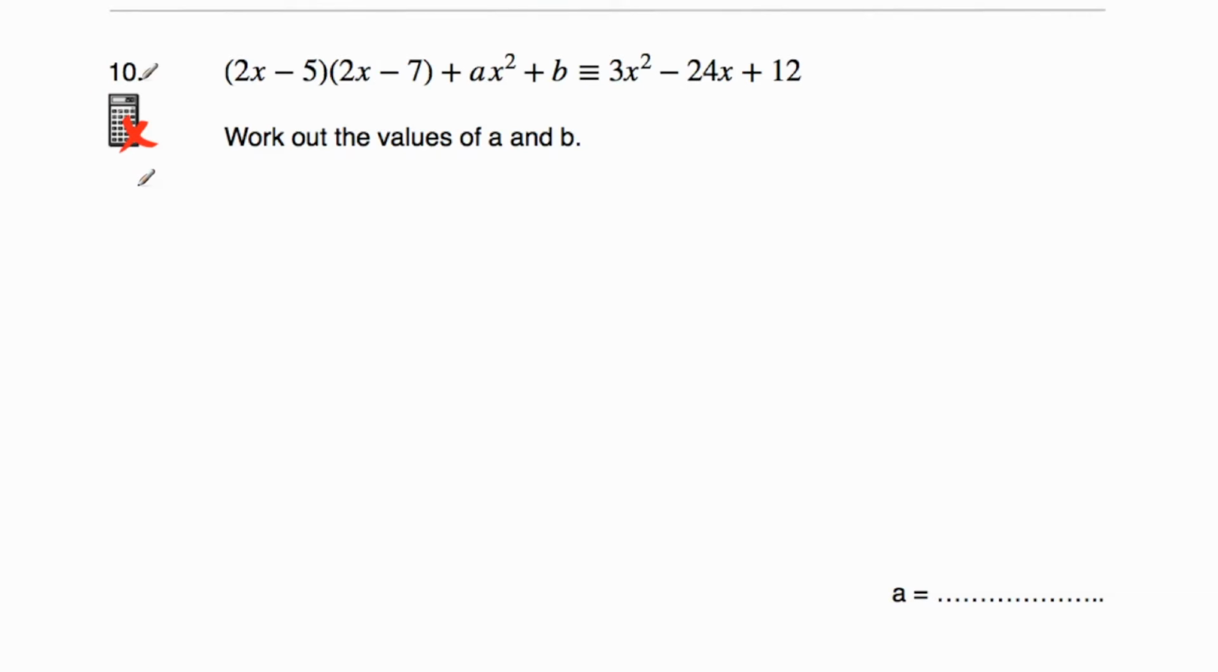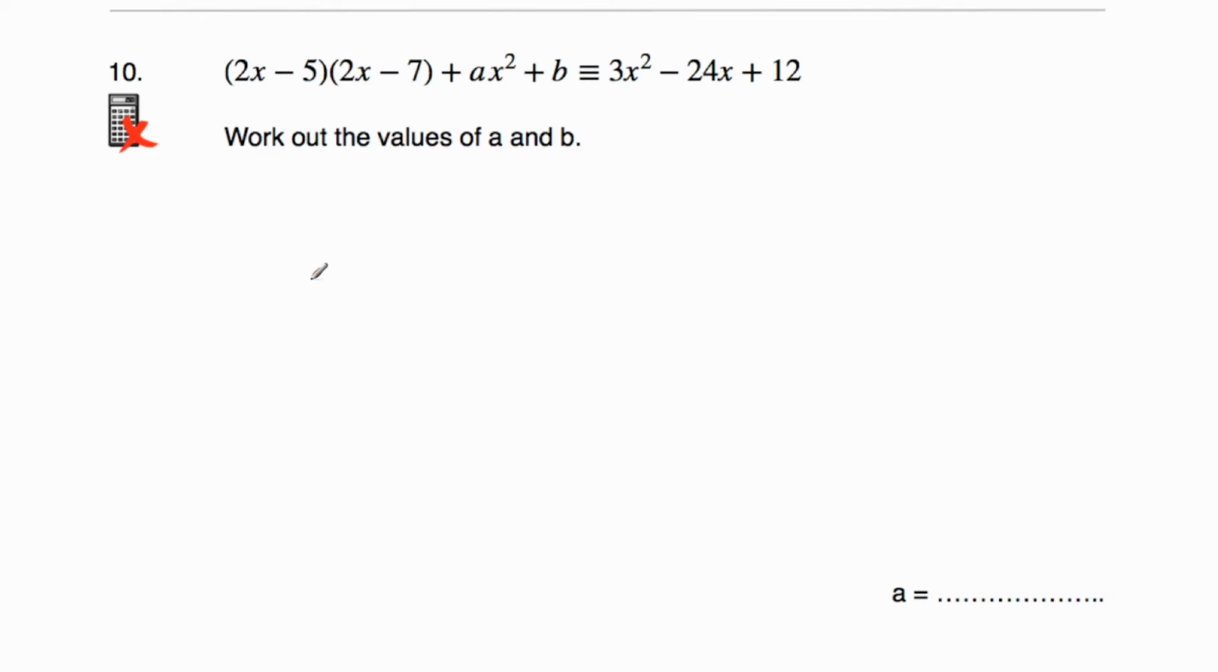Okay, let's have a look at our next question, question number 10. We've got an identity: 2x minus 5, and then in brackets 2x minus 7, close brackets, plus ax squared plus b, and that's equivalent to 3x squared minus 24x plus 12. And the question says to work out the values of a and b.